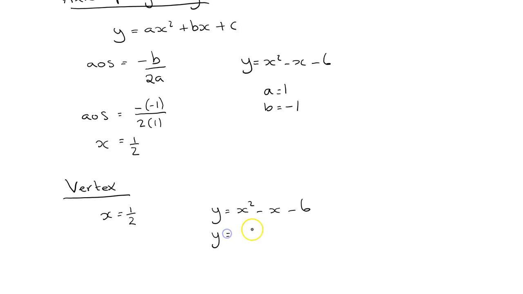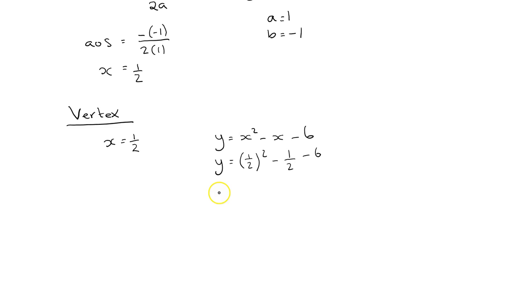So let's go ahead and do this. So we've got 1/2 squared minus 1/2 minus 6. This gives us a y value of y equals minus 6 1/4. So we have our vertex at coordinates x is 1/2 and y is minus 6 1/4.